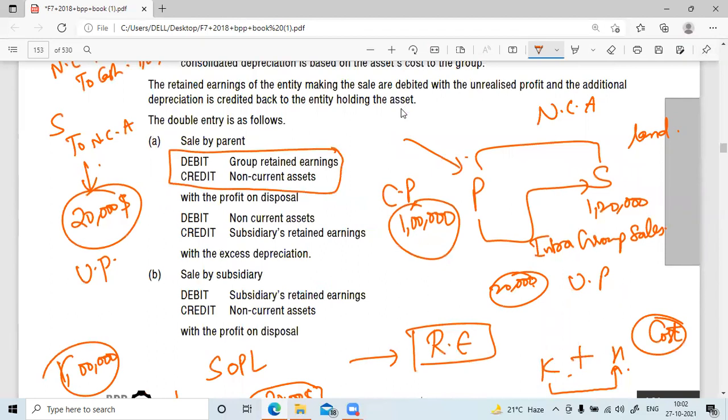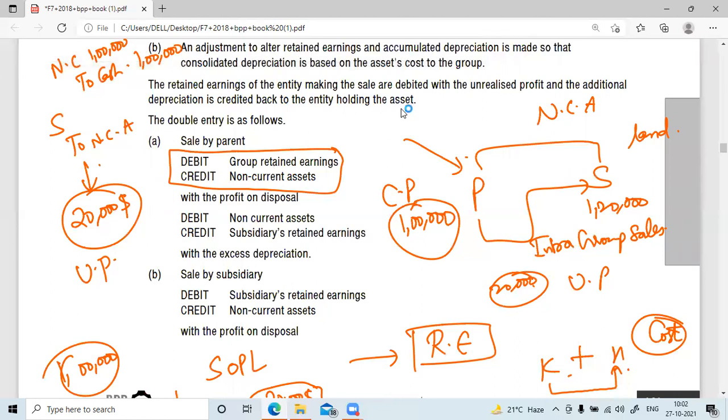And whatever profits have come, that also they have removed. This is the sale by the parent. So what is the first entry? Sale by parent. What has been sold by the parent to the subsidiary? Non-current assets. Correct or wrong? Yes, sir. This is the heading they are giving now: the consolidated adjustment.